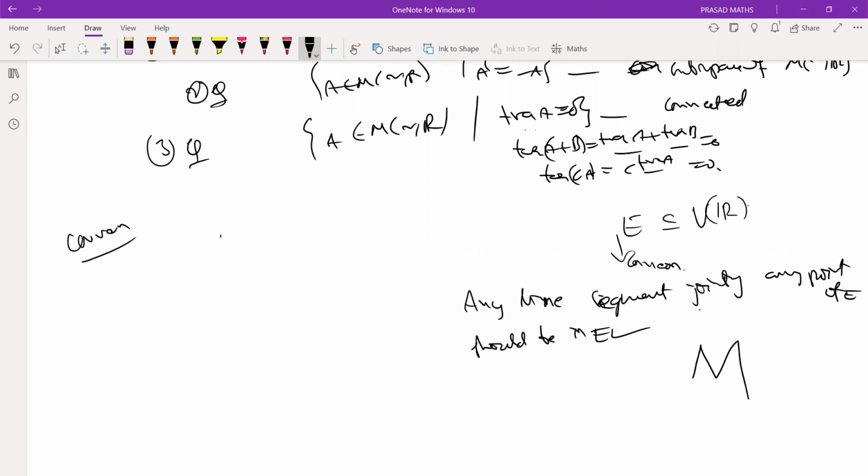Suppose you take this. Is it convex? No, because I can take 2 points and the line joining them is outside. This piece is outside. Therefore, not convex. Is a triangle convex? Yes, because any 2 points you join, the segment should be inside. Is it convex? Yes, because any 2 points you join, the line should be in the set. Therefore, it is convex. Is it clear?